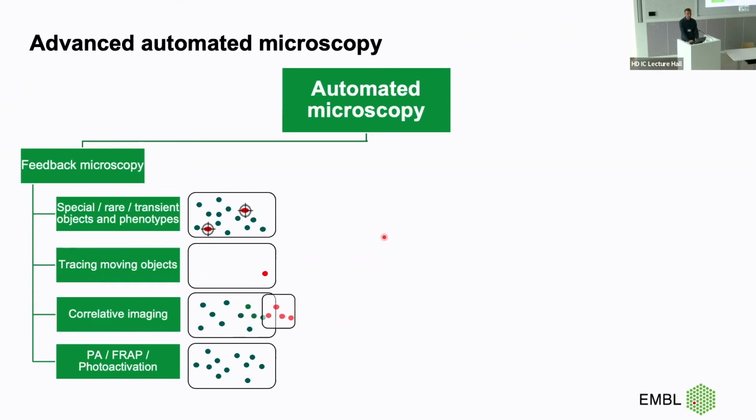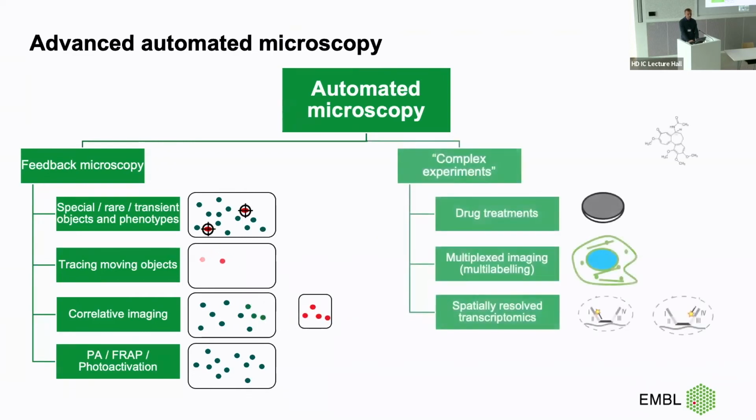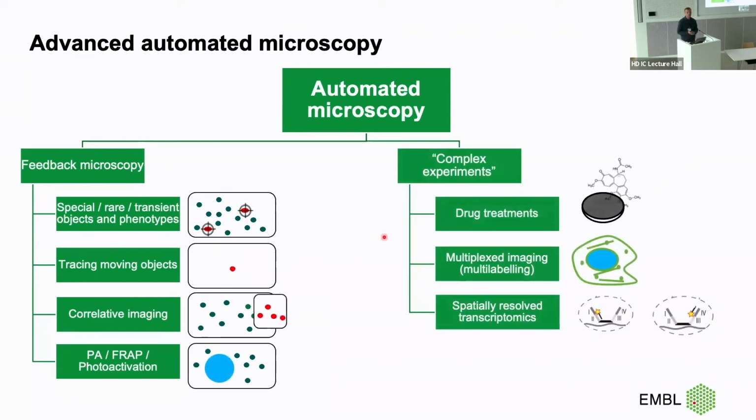types of applications which are not strictly feedback microscopy, but which are coming more and more, when we want to do something with a sample other than just imaging it with the microscope itself, right? When we want to combine our automated experiment, maybe also the feedback microscopy experiment, with certain treatments of our sample, be it drug treatment, be it multiplexed imaging with labeling with different antibodies, right? Or the very growing and emerging field of spatially resolved transcriptomics.